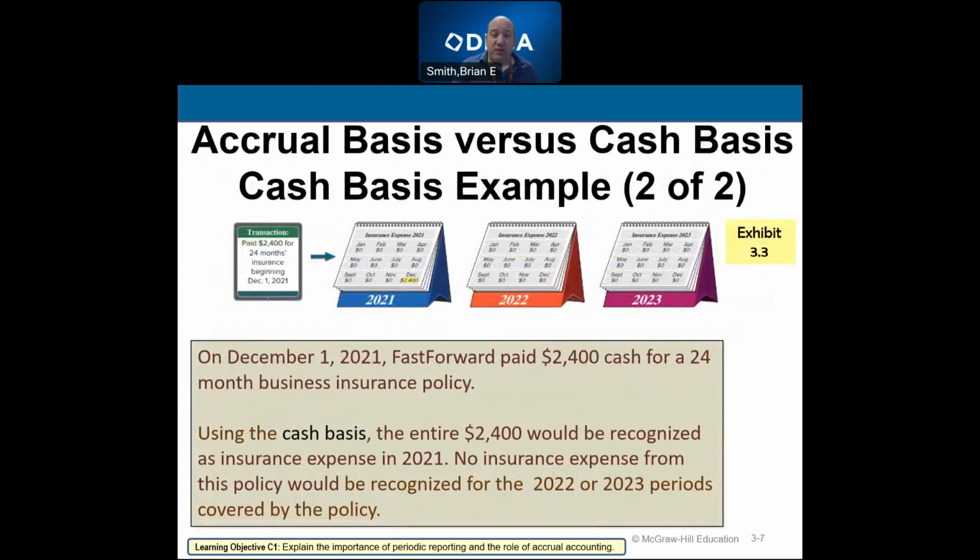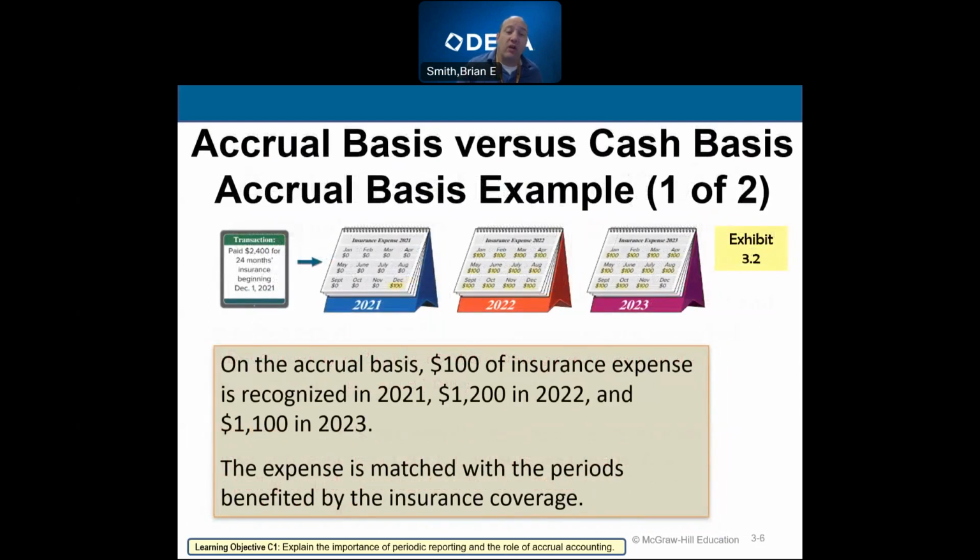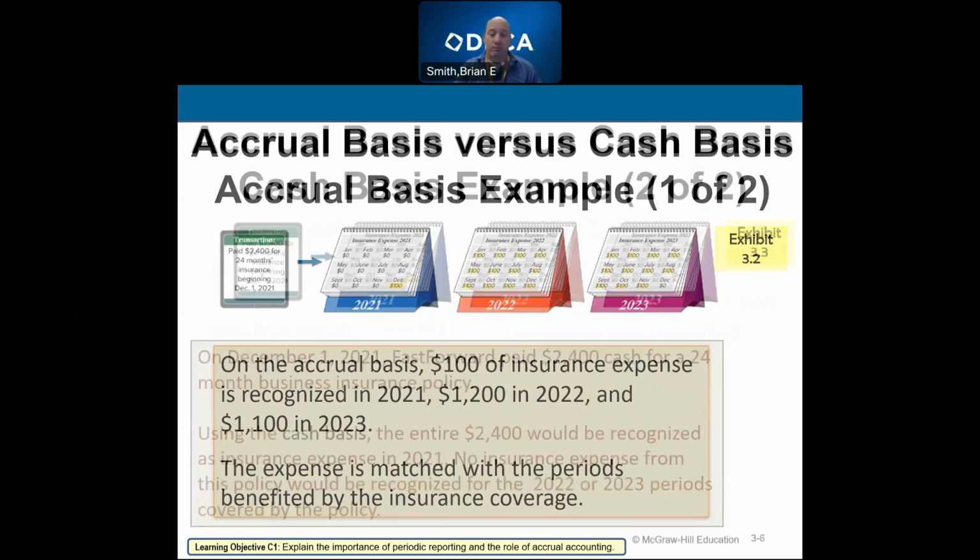Like I said, with the cash basis of accounting, we put it all in December of 2021. Whereas, going back a slide here, the accrual basis of accounting lets us expense it as we use it. Because remember, if after December of 2021 we decide to cancel that policy, looking at this strictly from the accounting perspective and not the legal perspective and the fine print, technically that insurance company would owe us the rest of that money, all of 2022 and 2023, if we canceled that policy after a month. So that's why we can't expense it all in 2021.